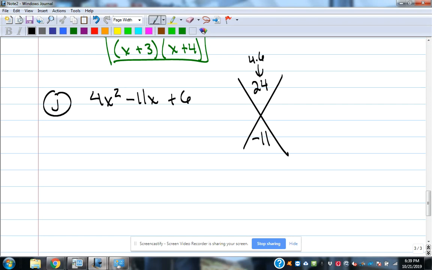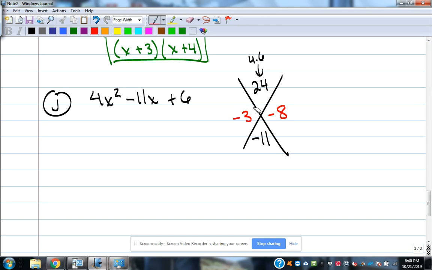4 and 6. Negative 4 times negative 6 is positive 24. Negative 4 plus negative 6, negative 10. So that's close, even closer, but still not the right one. What's the other option for multiplying to be 24? Negative 3 and negative 8. That's your other option for multiplying to be positive 24 and adding to be a negative.